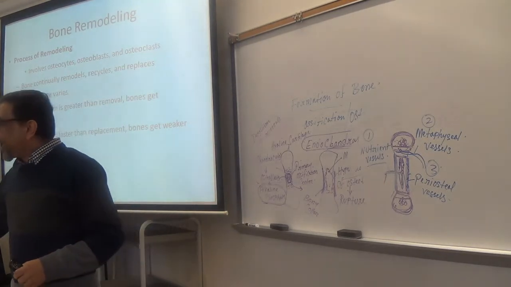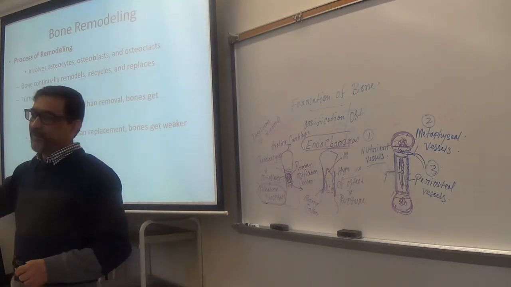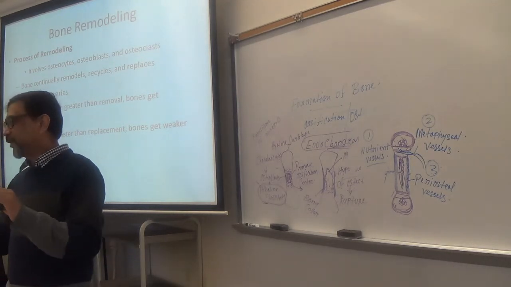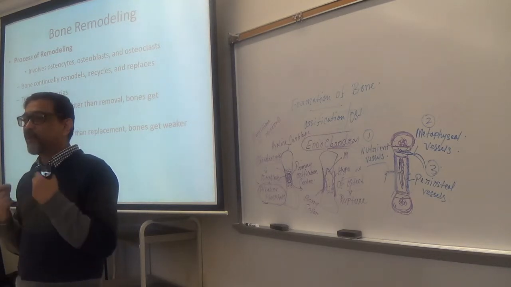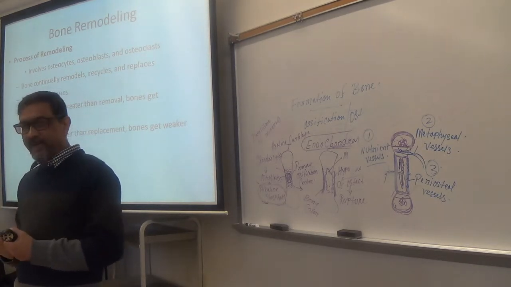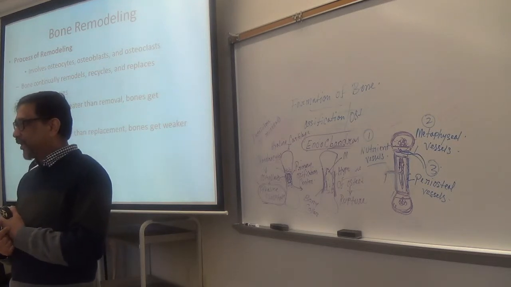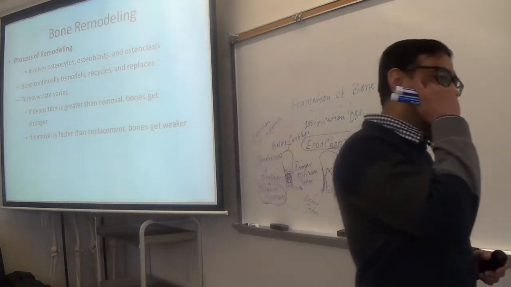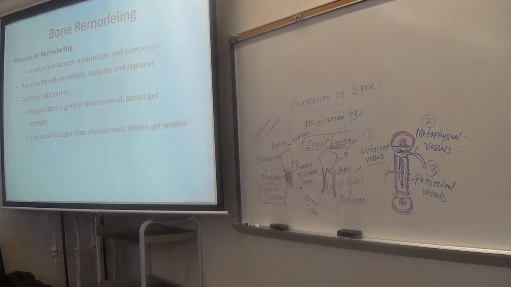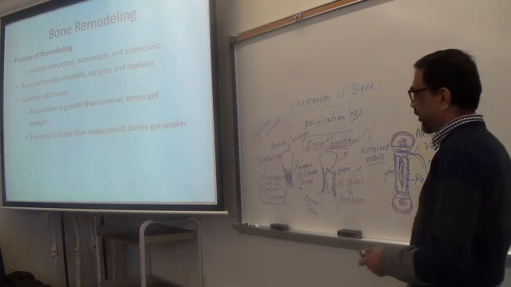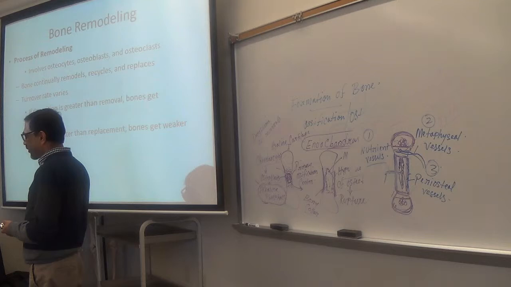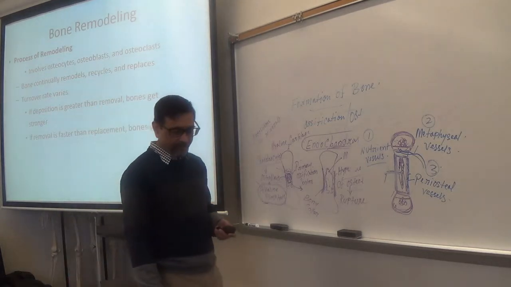In the late part of life, which one is more? Destruction becomes more, okay? Replacement or formation is what? Less. That's why bones get weak, right? Fragile. Right? And shrink. So that is bone remodeling: formation and destruction. And the turnover is different in different parts of your life.